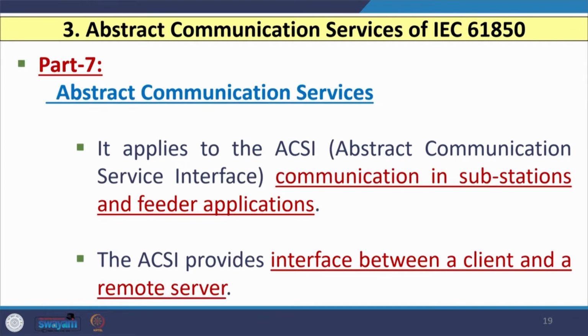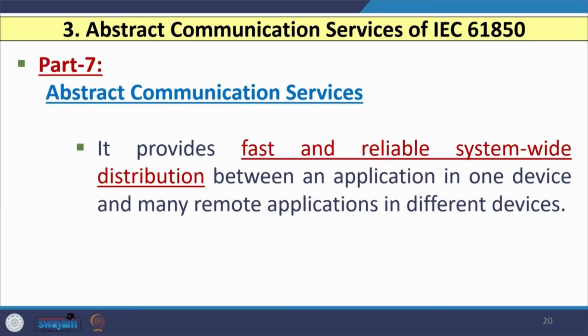This ASCI, the abstract communication service interface, provides the interface between the client and a remote server. If we have a client, let us say at a local point we have an IED, and some IED at a remote point, then how the communication is carried out and how the interfacing is carried out is discussed in this abstract communication service interface. This also provides fast and reliable system wide distribution between an application in one device and many applications in different devices. Those types of communications are also covered in the abstract communication service block.